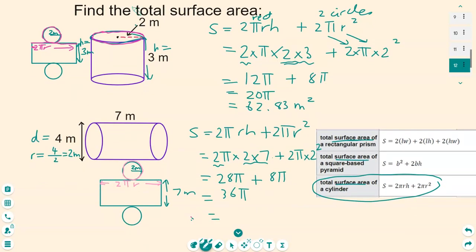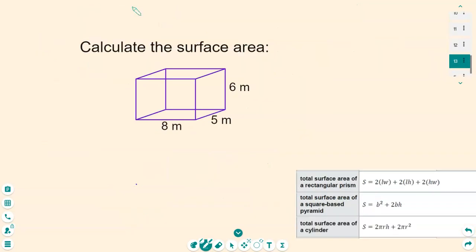But we can input that and find it to a few decimal places. 113 point, well, that's it, rounded up. Oh, it will be 113.1 rounded up, sorry. And we input meters, so we should get out square meters, always giving meaning to our answer. So that's our cylinder done.